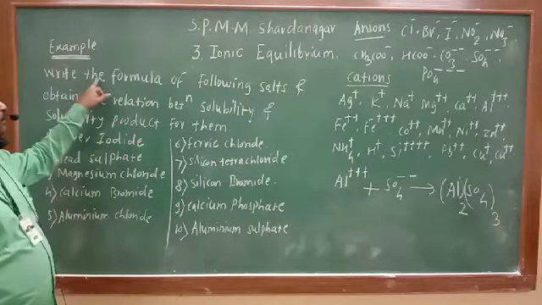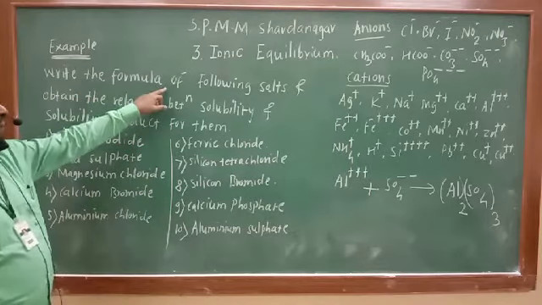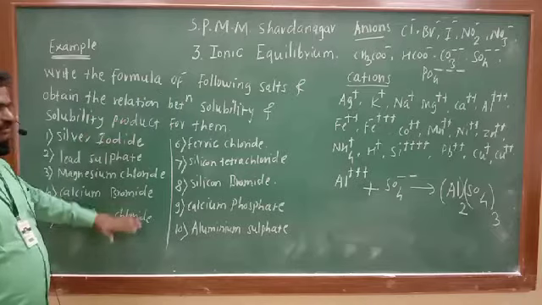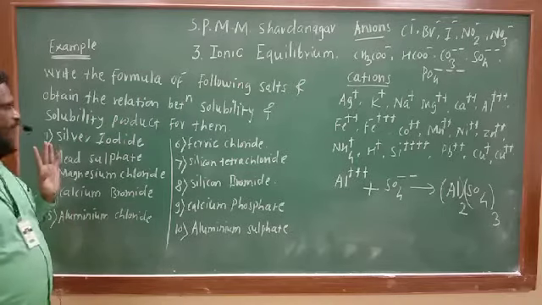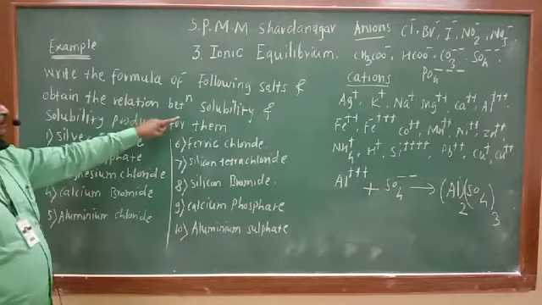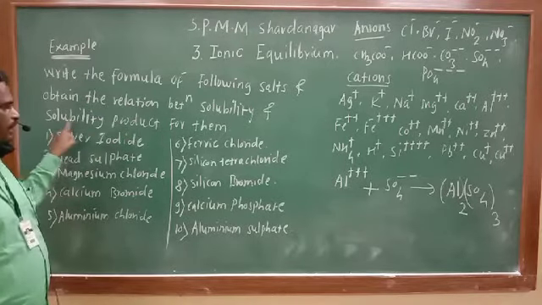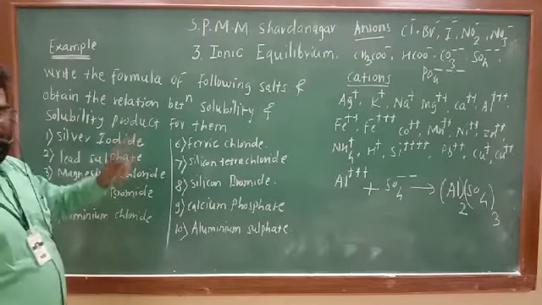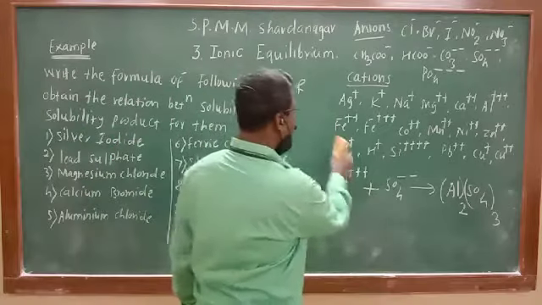Here the first part we have completed: write the formula of the following salts. How to write the formula, that part we have completed. Now the second part: obtain the relation between solubility and solubility product for them. We will write it one by one.